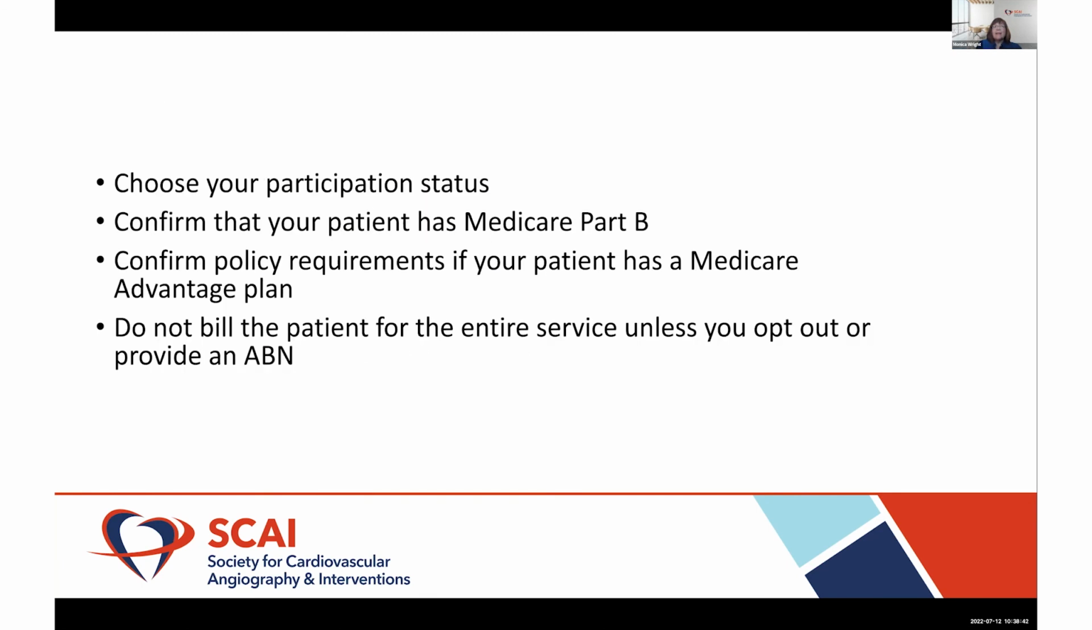So when you decide to see a Medicare patient, here are a few key points to remember. First, choose your participation status. Then, remember Part B is voluntary, so be sure that your patient has enrolled in Part B coverage. If your patient is enrolled in a Medicare Advantage plan, be sure to confirm policy requirements, including if you have to be a contracted provider with that payer to render services. And do not bill a Medicare patient for the entire service unless you opt out or the patient has completed an ABN.